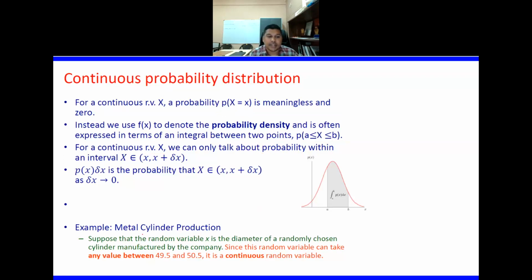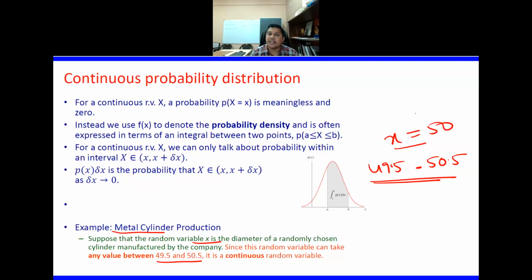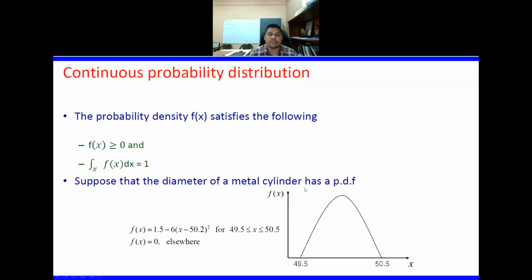So see this example, metal cylinder production. Suppose the random variable X is the diameter of a randomly chosen cylinder. Since this is a random variable, it can take any value between 49.5 and 50.5. If it is taking any value between these two, it's a continuous random variable. If it is exactly 50, I say it is a discrete random variable. Okay, we'll see problems on that.